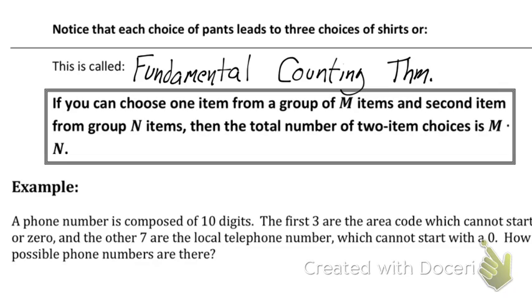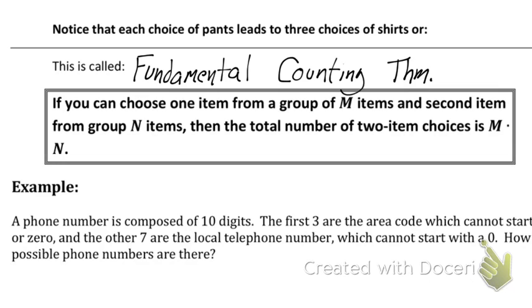Notice that each choice is kind of independent of the other one, right? Pants don't affect shirts. All right, I have 2 pants, so you stick with 2 choices. I have 3 shirts that are independent of each other. So if you can choose one item from group M and a second item from group N items, then the total number of 2 item choices is M times N.